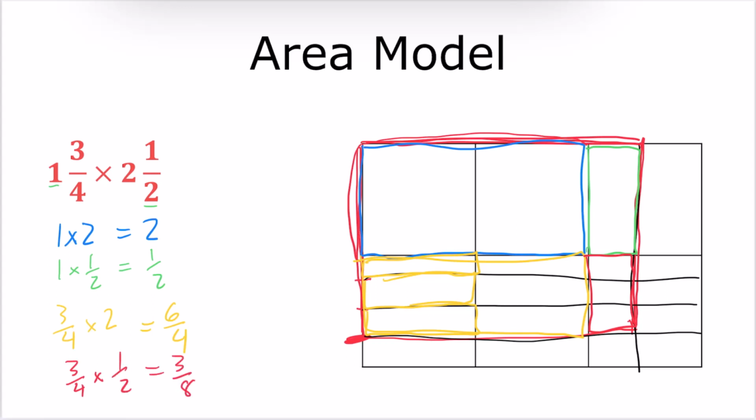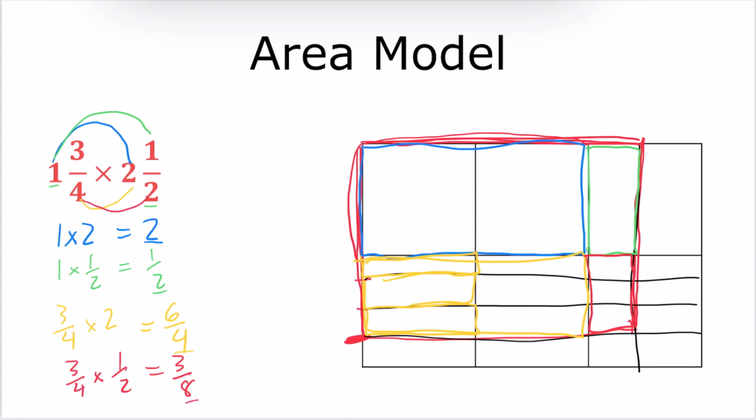So when you look at this, notice that we're essentially doing 1 times 2 to get this part. Then we do 1 times a half to get this part. And we do 3/4 times 2 to get this part. And then 3/4 times 1/2 to get this part.